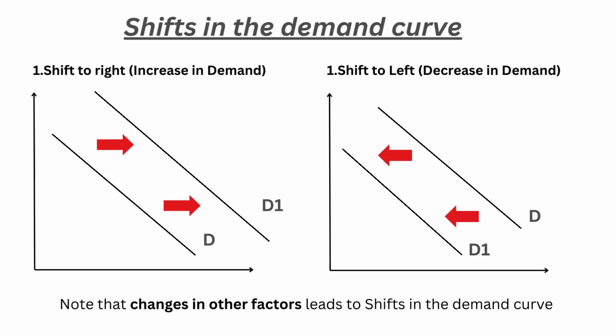Now, coming to the last topic in the video, shifts in the demand curve. There are two shifts in the demand curve. The first one is a shift to the right, which happens when you increase the demand, and a shift to the left when you decrease the demand. You have to keep a note that shifts in the demand curve only happen when there are changes in other factors, not changes in the price.